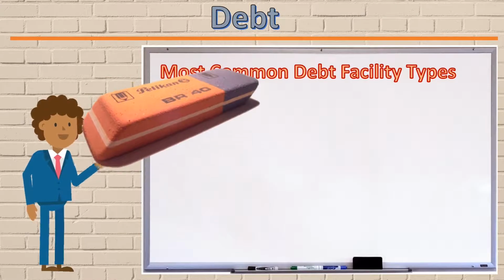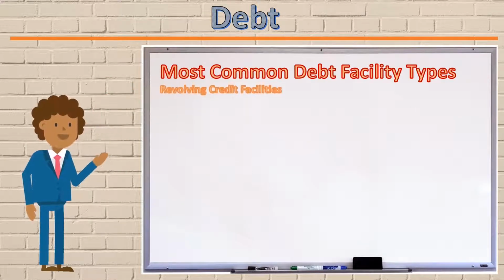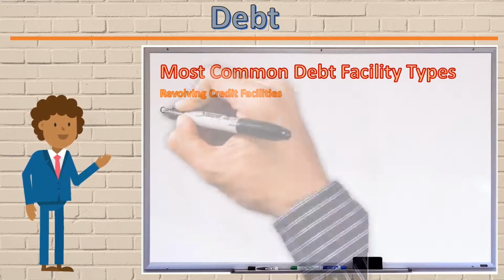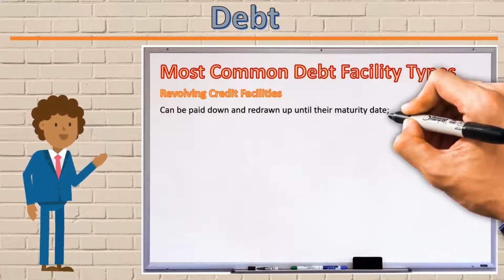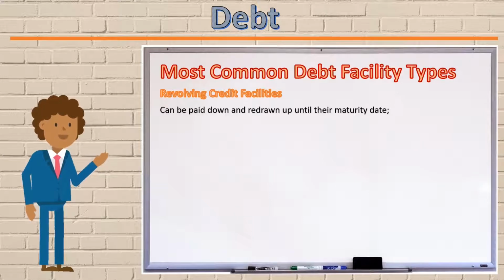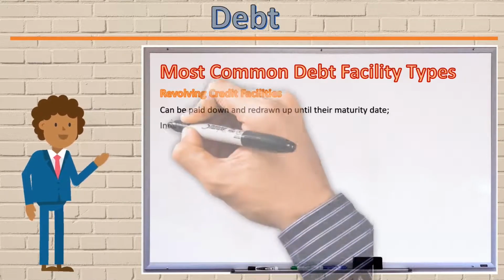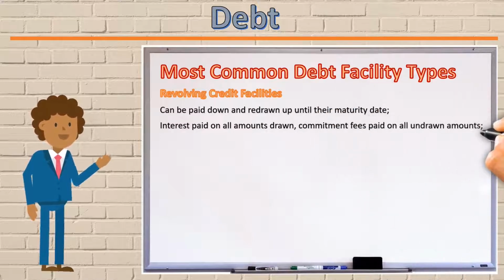Revolving credit facilities, or RCFs. These are debt facilities also usually provided by banks and have the mechanism whereby they can be paid down and redrawn up until their maturity date. Upon maturity, all outstanding amounts would need to be repaid. Borrowers pay an interest rate on all amounts drawn on the RCF and pay another interest rate, called a commitment fee, on all undrawn amounts of the RCF.